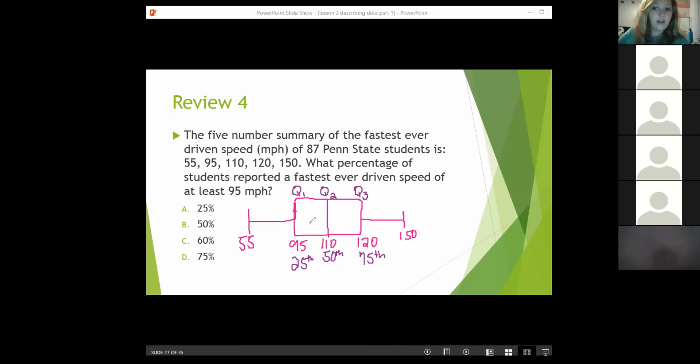So in any order, what percent of students reported the fastest ever driven speed of at least 95? That's going to mean 95 or higher. So if we're looking at it, we're going to start here. At Q1 is going to be our 95. They're saying at least 95, so that means it could be higher, but like minimum 95. So our minimum is 95 here. Given that, it's going to be everything up to 150. So all of this is what we're talking about.